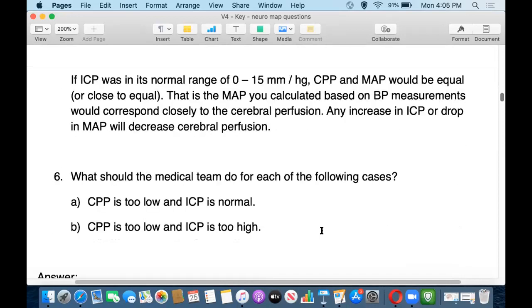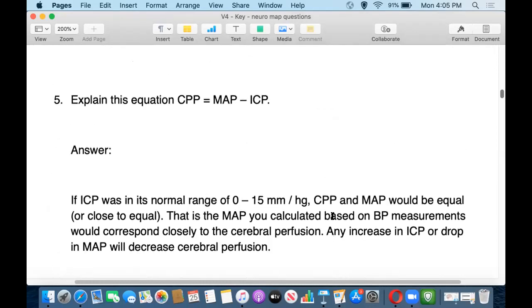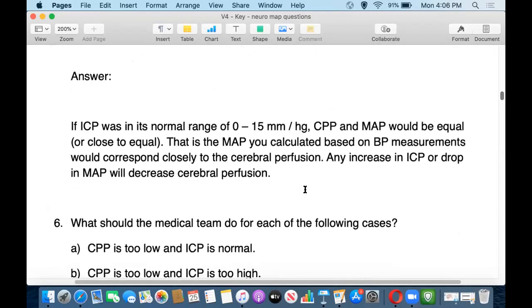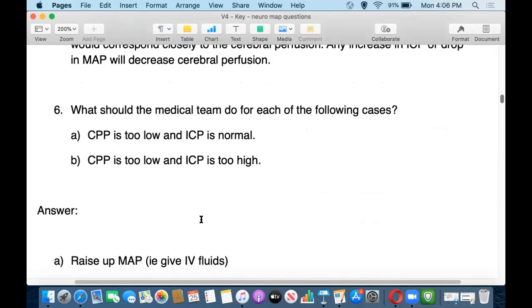Okay, let's look at some examples here for six. What should the medical team do for each of the following cases? CPP is too low and ICP is normal. Well, if CPP is too low, in other words, they're not getting enough perfusion to the brain, and ICP is normal, probably what we need to do is raise up MAP. It's the only option, so they might need a bolus or something. Let's see if that's the correct answer. 6A. Raise up MAP, give IV fluids. Correct.